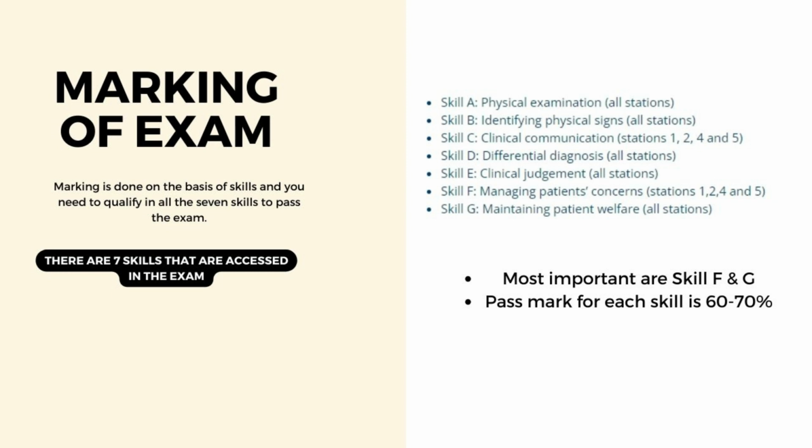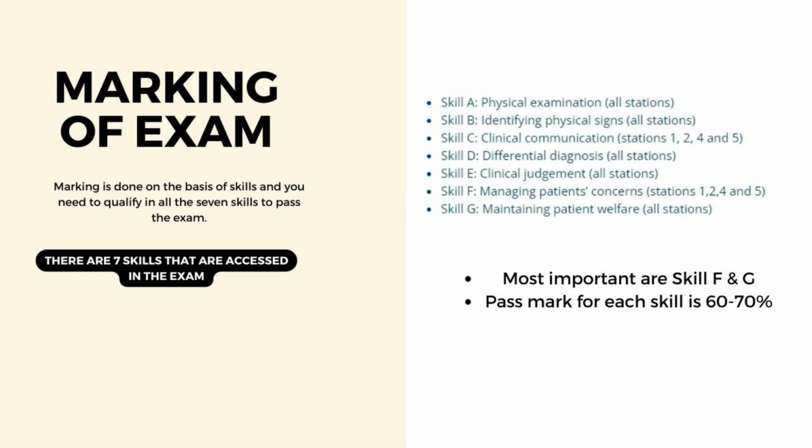Skill F is managing patient concerns. This is very, very important. Many people fail in managing patient concerns. Always ask about concerns when 2 minutes are left, when your time is ending. Never miss the concerns, and you should ask it 3-4 times so that there is no concern left unattended. Okay, so it's usually assessed in stations 1, 2, 4 and 5.